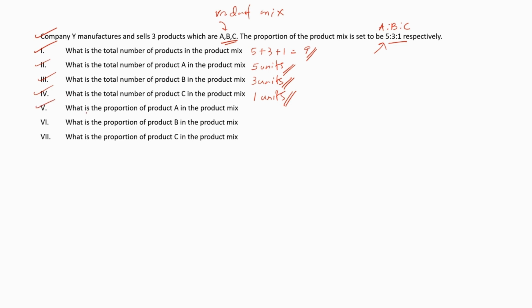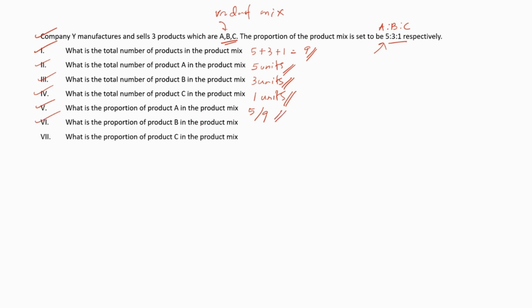What is the proportion of product A in the product mix? So how can we calculate the proportion of each product? So how many units of product A in this product mix? There are 5 units of product A. And what is the total number of products in the product mix? There are 9. So 5 divided by 9 is the proportion of product A in the product mix.